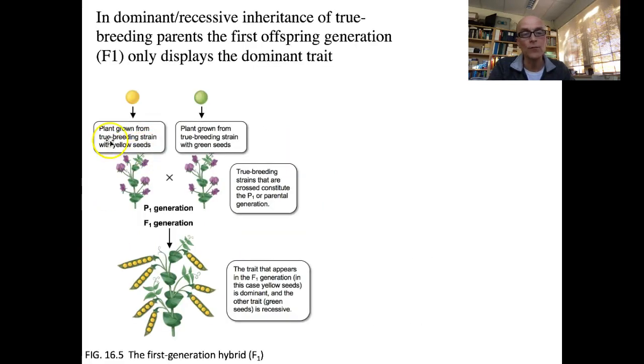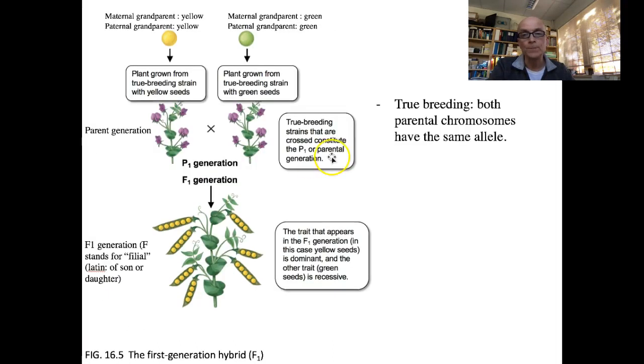Okay, so we would start with true breeding homozygous parents, and they could either have two chromosomes with a variant allele yellow or with a variant allele green. These were then crossed, and in the next generation, you would look at the seeds and you would see that they are all yellow. All of these are yellow, and that is because of the dominance, that in the next generation you would only see one of the traits, the dominant one. So I say here, true breeding is that both parents have the same allele.